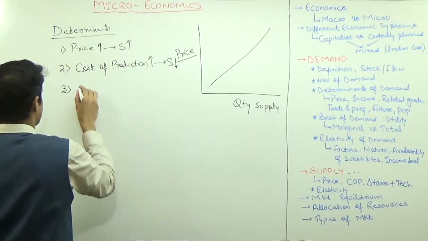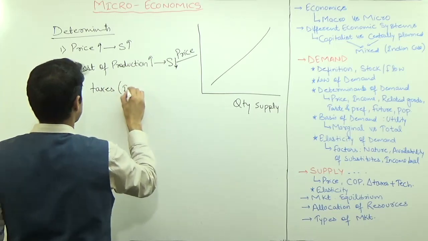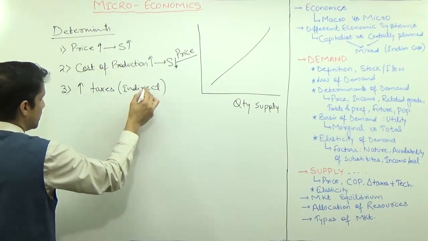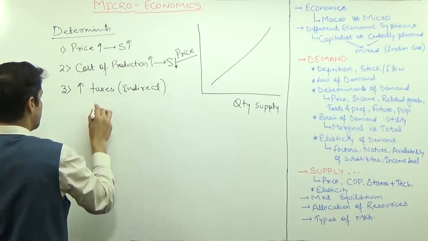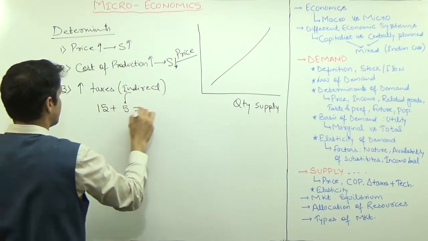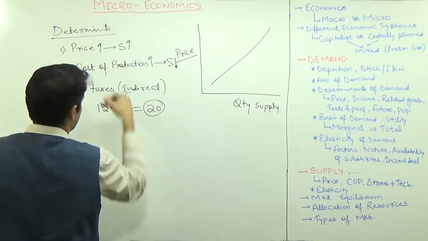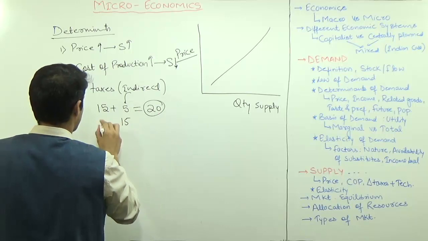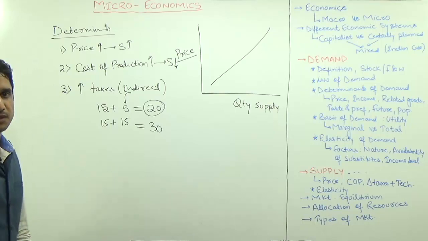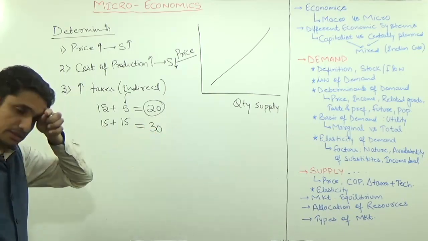Then change in taxes, or we can say increase in taxes, and these taxes are indirect taxes. Similar to cost of production, if the indirect taxes are increasing, suppose the raw material cost is 15 rupees and the government excise duty was 5 rupees, so finally it was being sold for 20 rupees. But suppose from tomorrow the government increases the indirect taxes to 15 rupees. So now the price is 30 rupees. In this case, the supply of this commodity will be less.